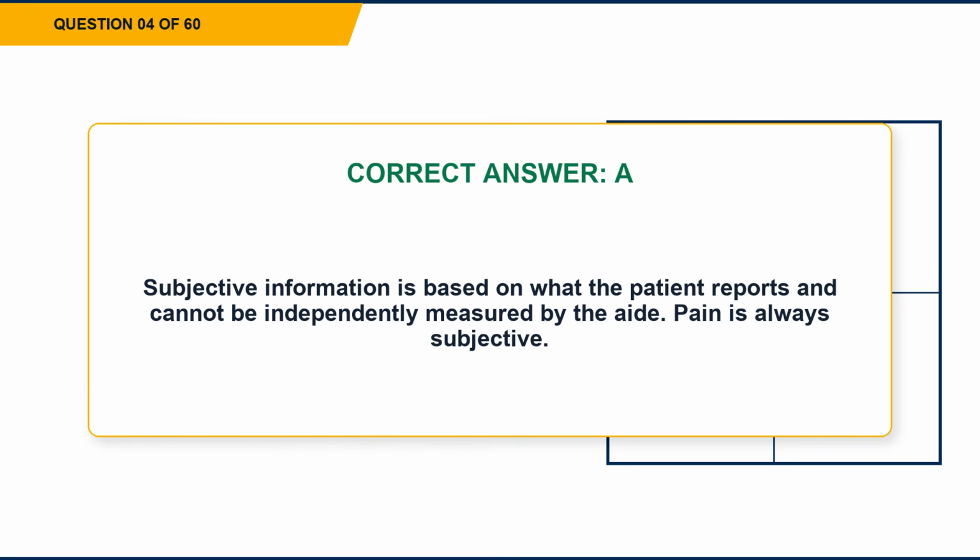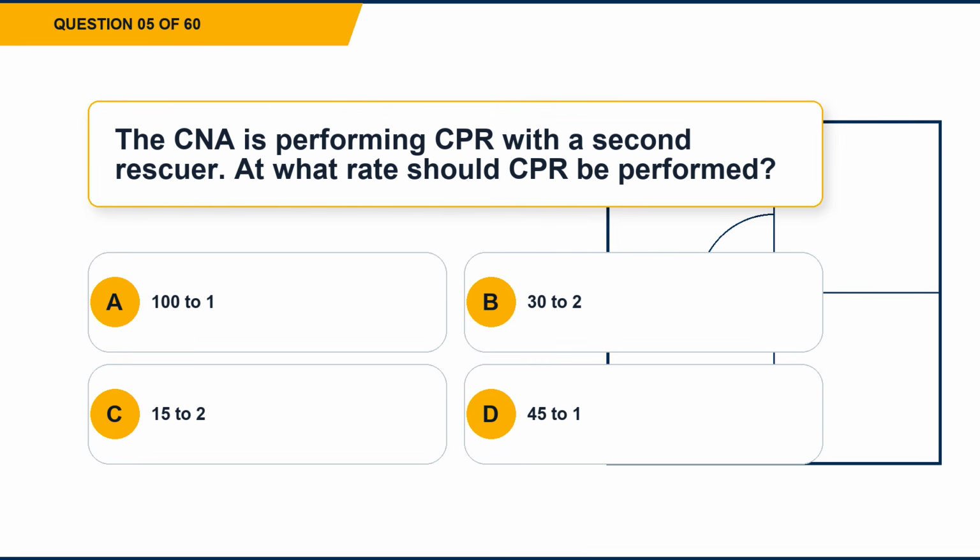Explanation. Subjective information is based on what the patient reports and cannot be independently measured by the aide. Pain is always subjective. Question 5. The CNA is performing CPR with a second rescuer. At what rate should CPR be performed? Option A. 100-1. Option B. 30-2. Option C. 15-2. Option D. 45-1. The correct answer is option B.